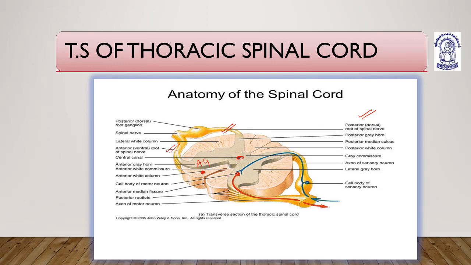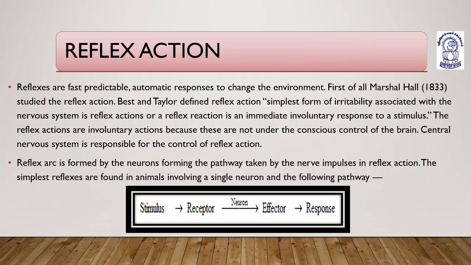Cell body of motor neurons. Anterior median fissure, posterior rootlets, axon of motor neuron. Cell body of sensory neurons, motor neuron, lateral gray horn, axon of sensory neuron, gray commissure, posterior white column, posterior median sulcus, posterior gray horn. So this is the transverse section of thoracic spinal cord.